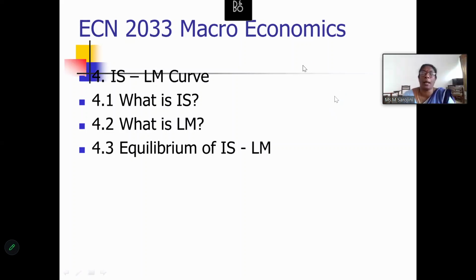Right. Here the IS means product market equilibrium, and LM means money market equilibrium. Here we look at how money market equilibrium and product market equilibrium determine the interest rate and the income of an economy. We have to look deeply.